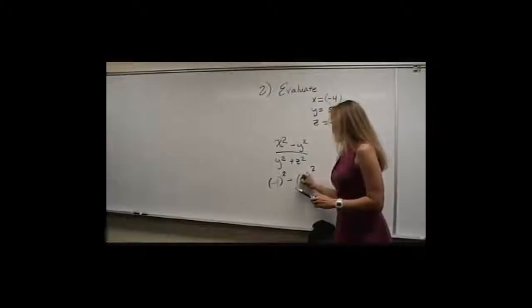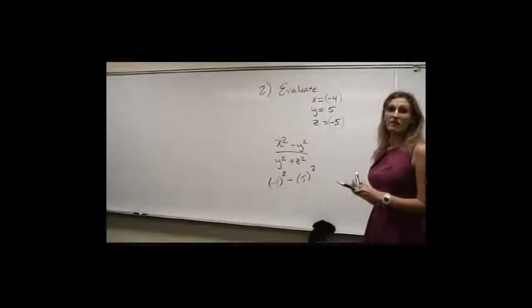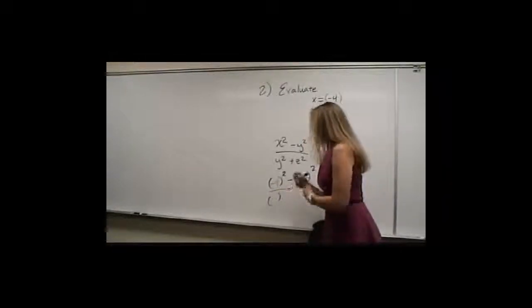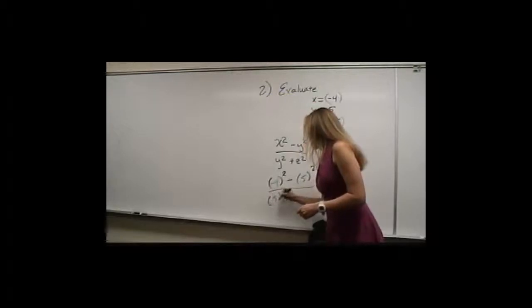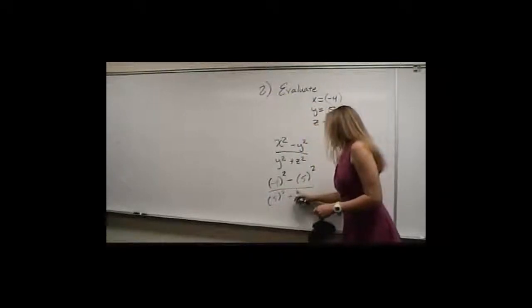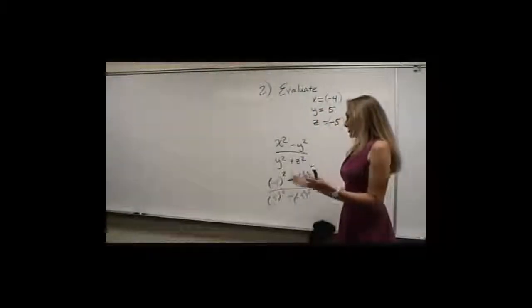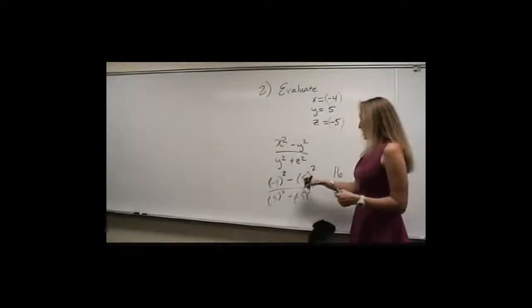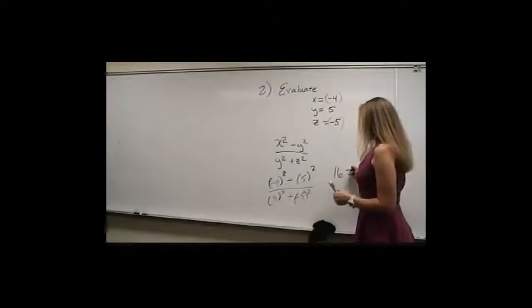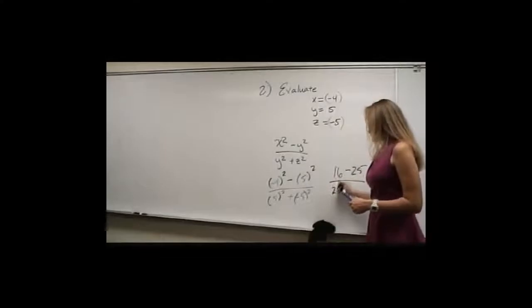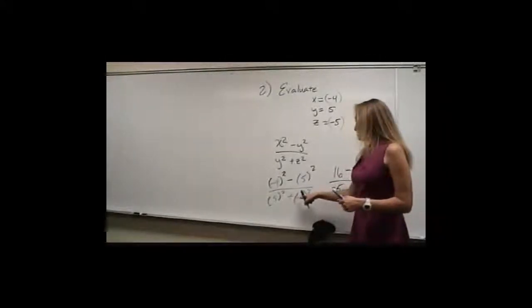I'm going to put parentheses around here even though it's of no consequence because the 5 squared is still going to be 5 squared. Then I'm going to divide by y squared. So I have a 5, and then it's squared, and plus z squared. Now I'm going to put my negative 5 in right there. So negative 4 in parentheses squared is positive 16, and then 5 squared minus 25 over 5 squared, 25, and then plus, and this is negative 5 squared.